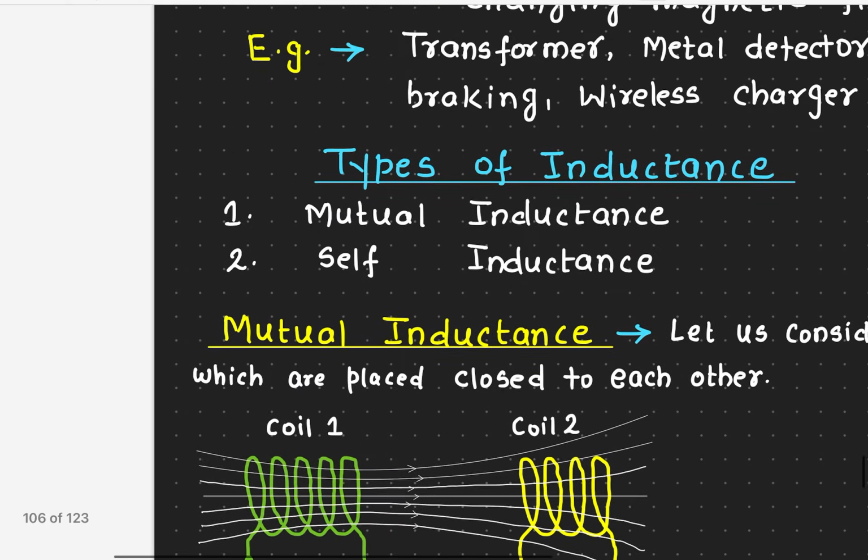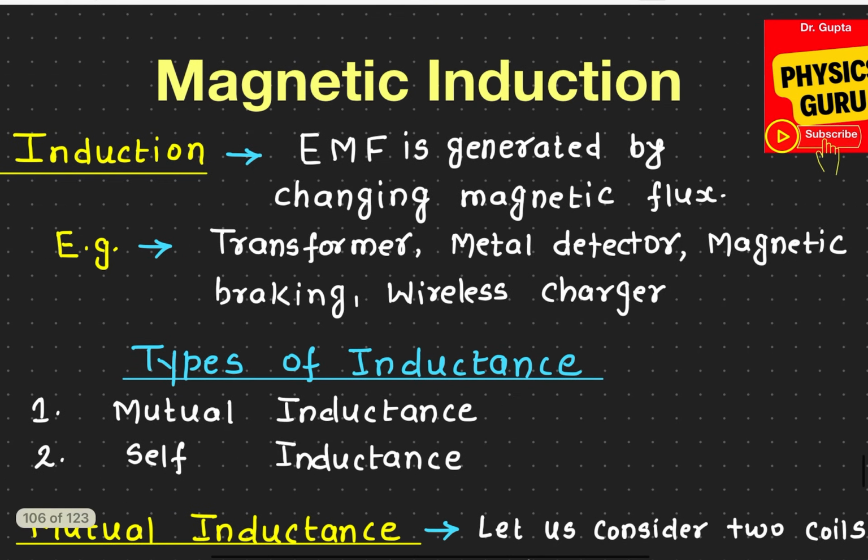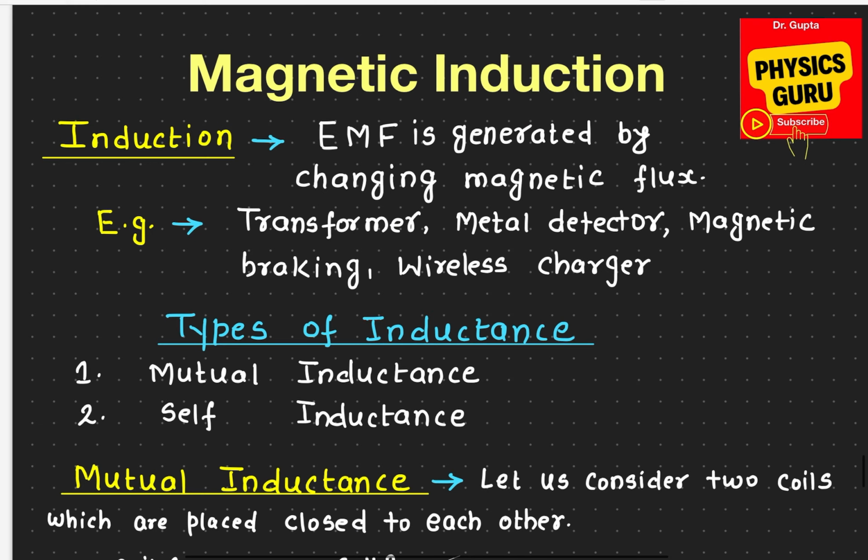All right. So this EMF is generated again by the changing magnetic flux. There must be a change in the magnetic flux. That's the origin of EMF. And there are many devices and appliances which are based on the concept of electromagnetic induction. One is the transformer, the metal detector, the wireless charger, magnetic braking. So these are the devices that work on the principle of induction.